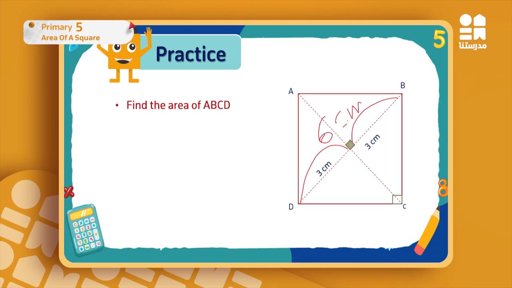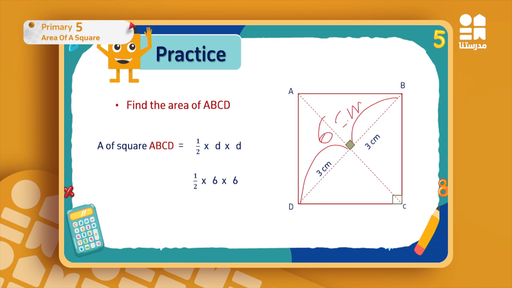So how to find it? As I said, I will use the second rule, which is the diagonals rule. It is half times d times d. So the area of square ABCD is half times d times d. And the diagonal length, as we said, is 6 centimeters, so it's half times 6 times 6.